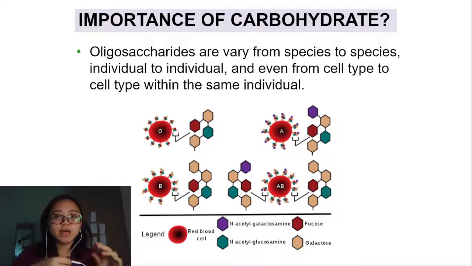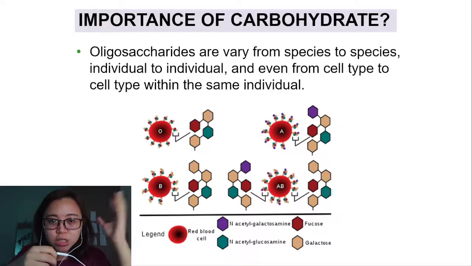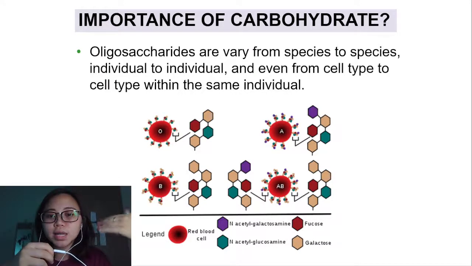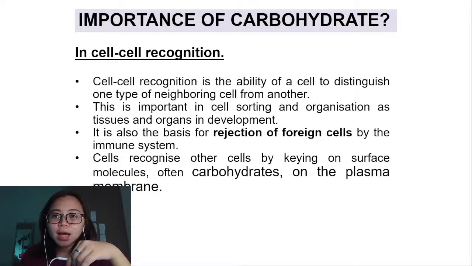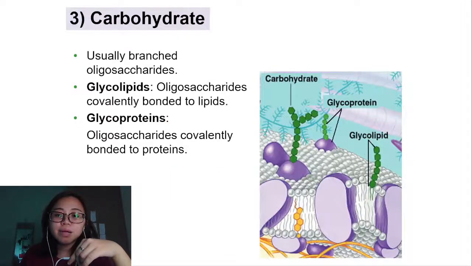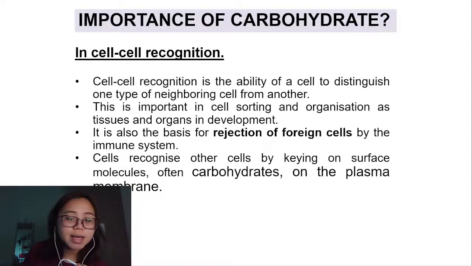Why is this carbohydrate on the plasma membrane important? These oligosaccharides, they vary from species to species, individual to individual, and even from cell type to cell type within the same individual. So, kita boleh gunakan carbohydrate chain pada permukaan plasma membrane untuk cell-cell recognition. Recognition, recognize, mengenal pasti, perkenalan. Sel-sel kita boleh menggunakan carbohydrate chain pada permukaan plasma membrane untuk kenal sama ada sel yang saya jumpa ini sebahagian dari badan yang sama atau tidak. Ataupun sel ini adalah kuman yang berbahaya, kuman yang okey, ataupun benda lain.